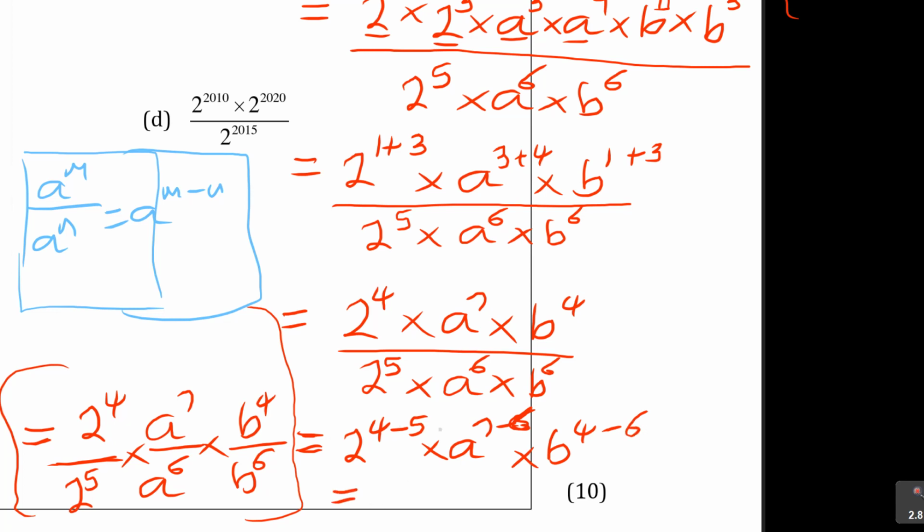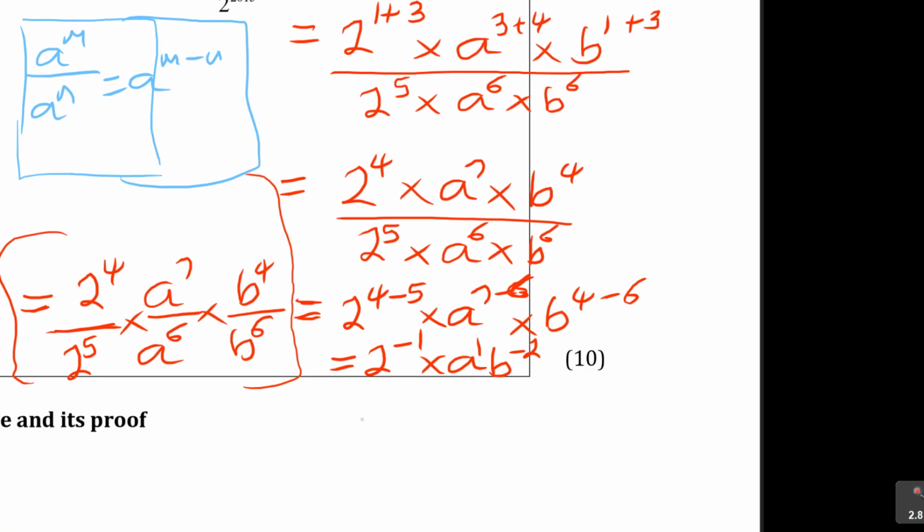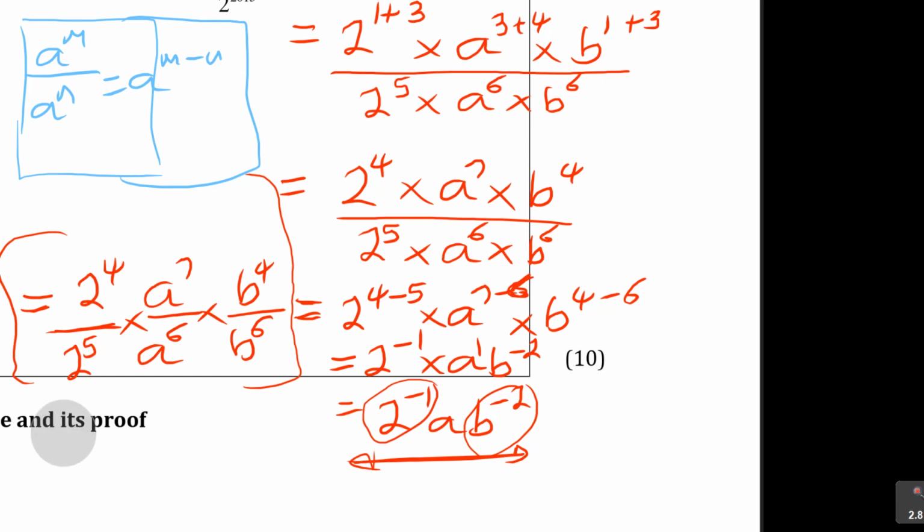Use your calculator now. 4 minus 5 is 2 to the power minus 1. Just punch that calculator. Times a to the power 7 minus 6 is a to the power 1. B to the power 4 minus 6 is negative 2. But I want you to use that calculator. The final answer will be 2 to the power negative 1 a b to the power negative 2. For now, let's leave it like this, because we haven't done other laws where you can further express that, but let's end it up here. All right, so that is that, guys, as we are working on these.